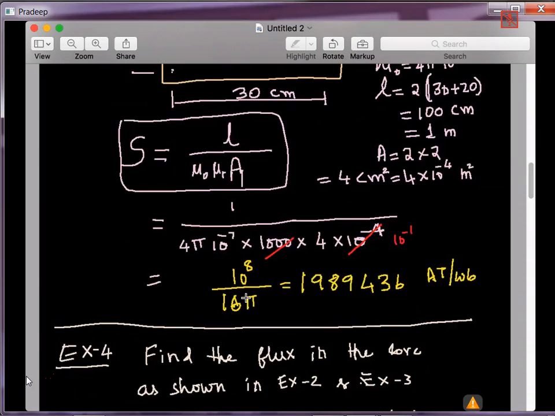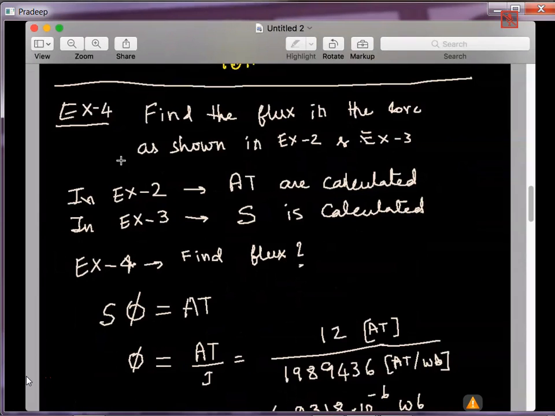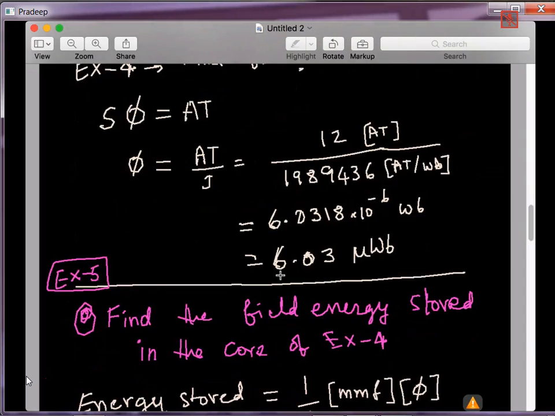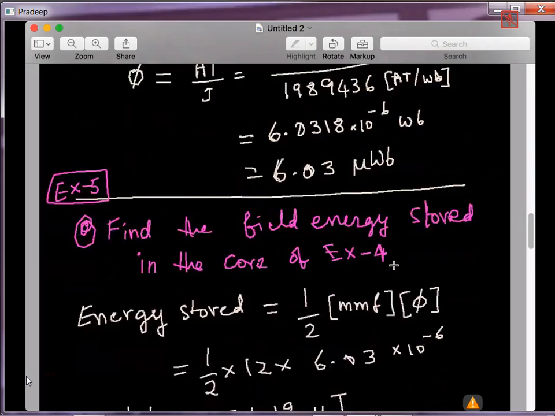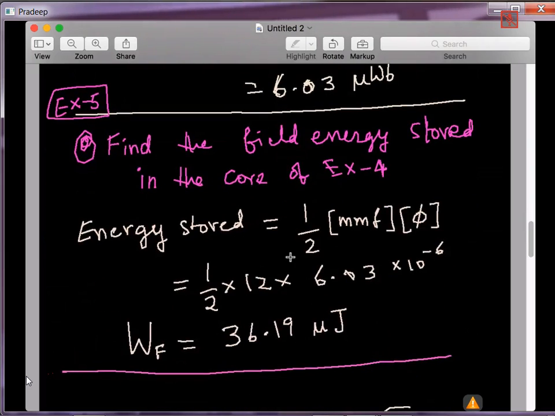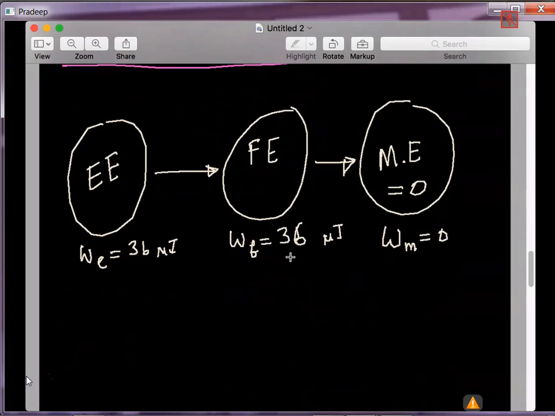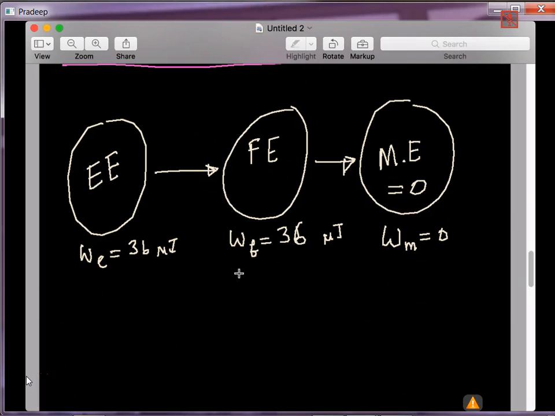Just a minute. Yeah. So we have flux, that is example 4. We had calculated flux for both. Flux is in 6 microwebers. And then finally we calculated the energy stored. Today also we will be doing something similar. Finally, what you can see here is electrical input is 36 microjoules, energy stored is 36 microjoules and output is 0. So this is briefly the review of the first lecture, what we had done in the first lecture.